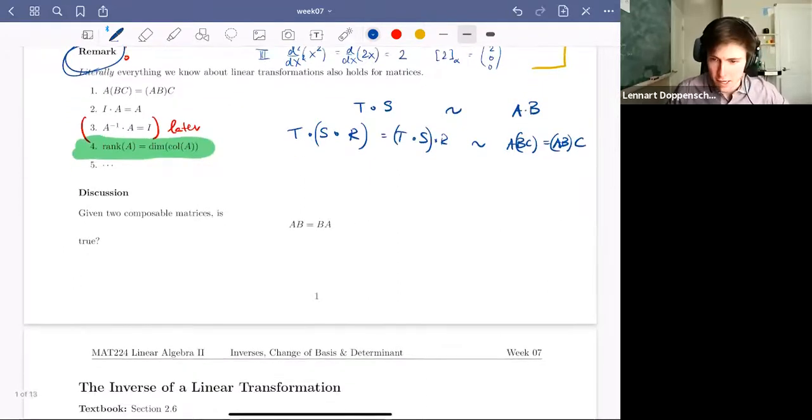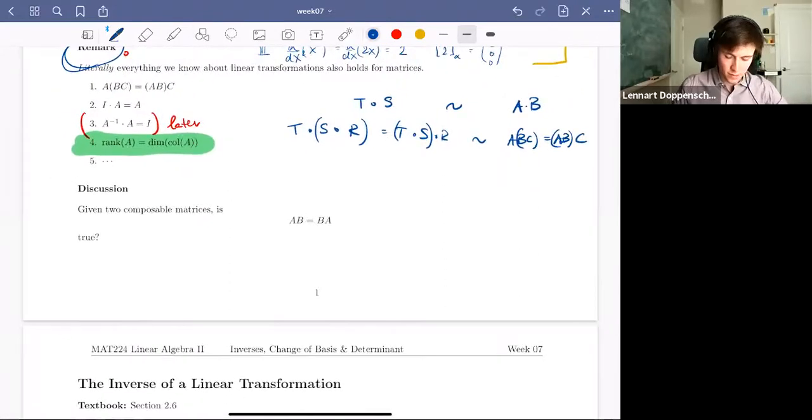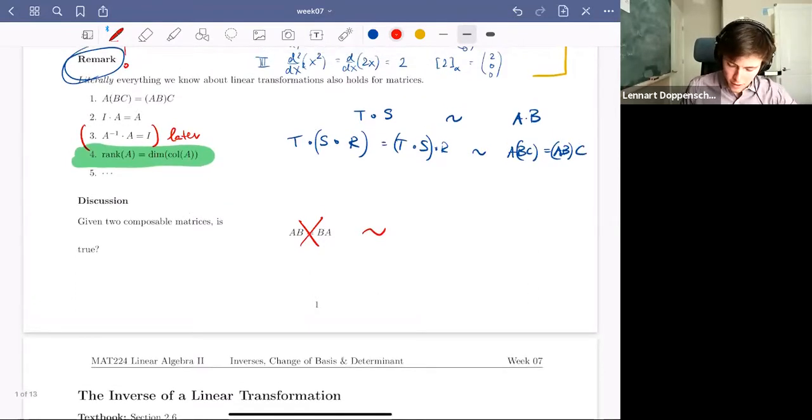Okay, so because the time is already so advanced, let me just say that this discussion is just to stress that AB equals BA is not true. You can't change the order of multiplication of two matrices. And the reason is, again, in light of the remark, this will correspond to the same with transformations, that T composed S is not necessarily S composed T.